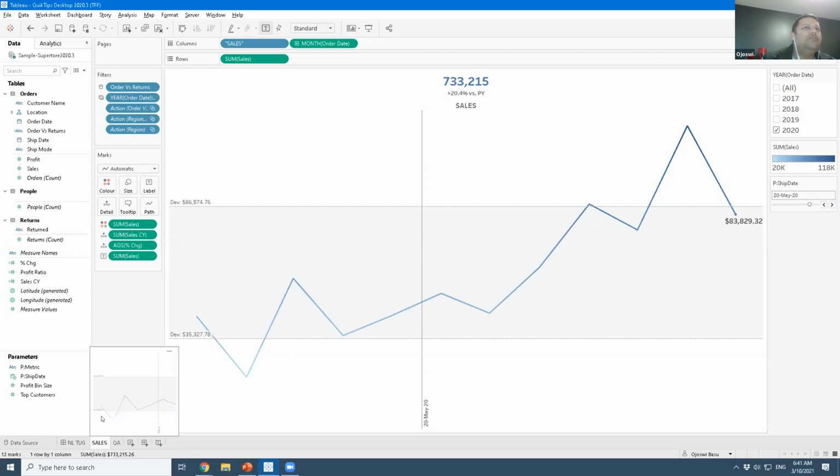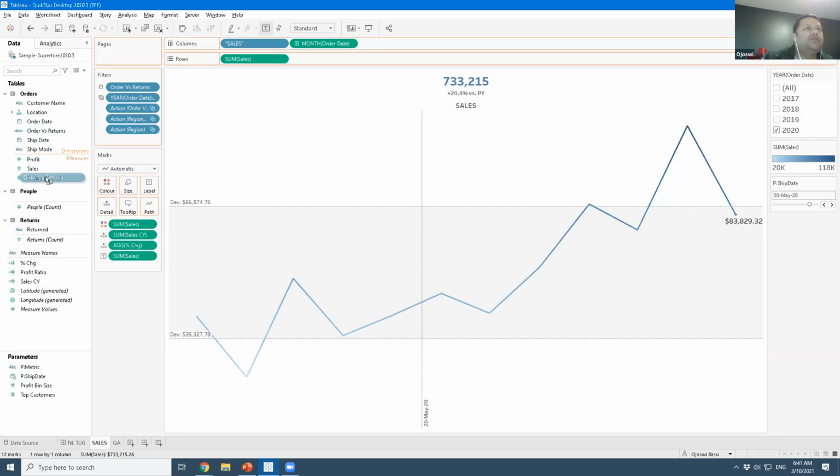Let's get into the build mode. This is my metadata. I have 3 calculated fields here, of which profit ratio comes with the data set. So let's talk about these 2 measures after we talk about this dimension.